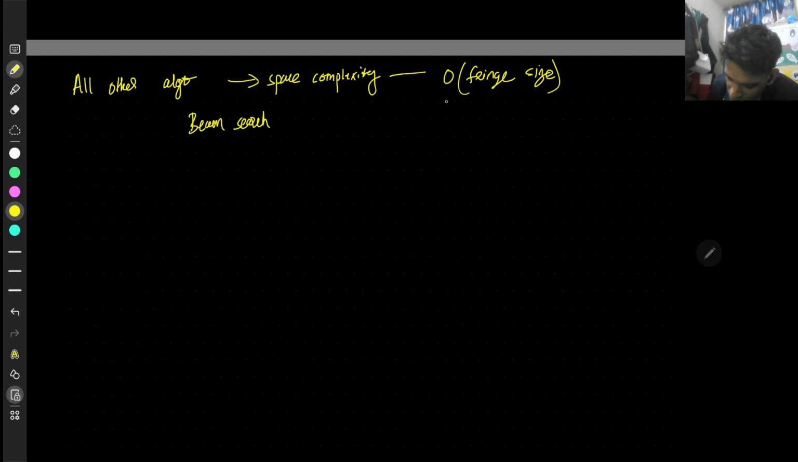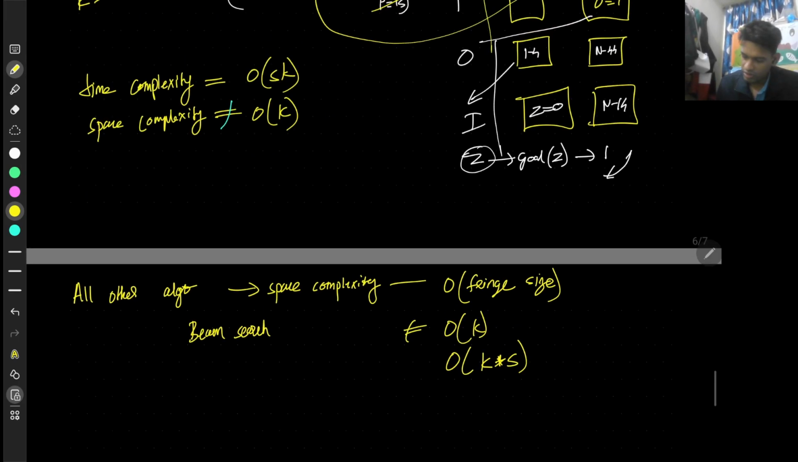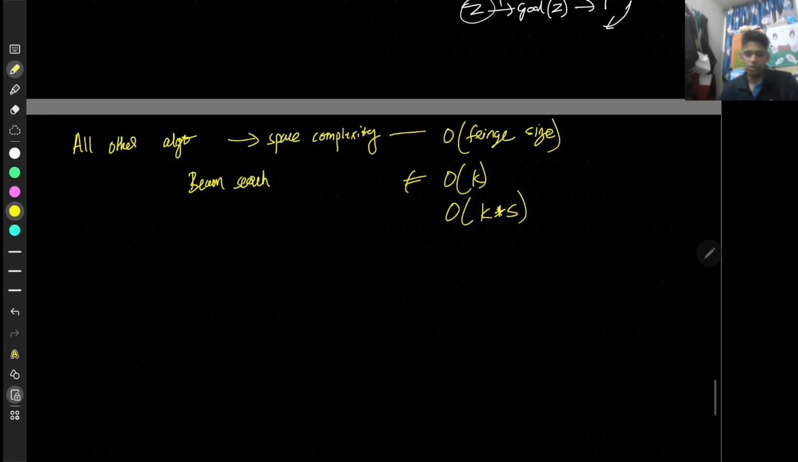But in beam search, what will happen? It will not be this. It will not be k. It will be k times m. What is m? M is your depth actually. Depth in the sense, k times s you can tell.